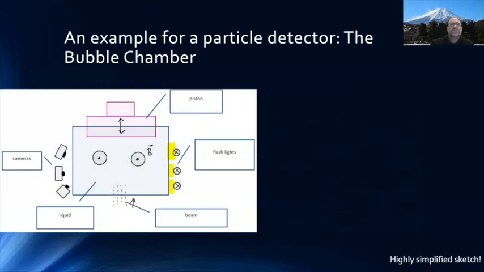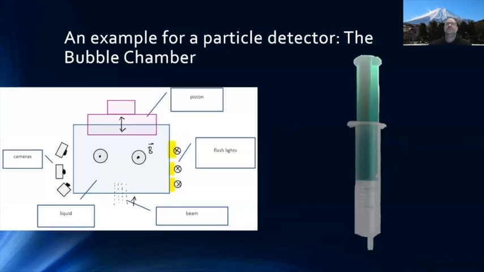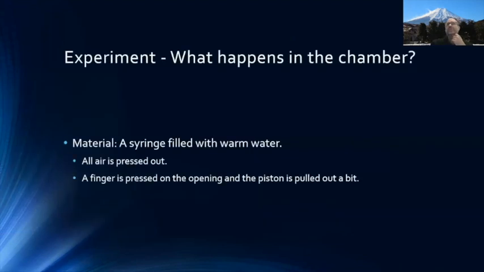So what does this thing do? It is basically something like a syringe. Everyone might have one or two of them at school, and everyone can use this syringe to understand how this massive machine works. Now I want to show you a video about this experiment I talked about. I filled a syringe with warm water, and I removed all, or at least close to all, air out of it, and pressed a finger on the opening, and then I moved the piston. What happens? You can see in this short video.